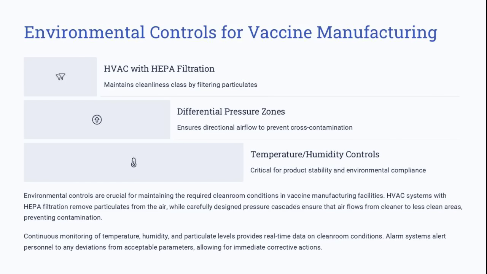Environmental controls are crucial for maintaining the required cleanroom conditions in vaccine manufacturing facilities. HVAC systems with HEPA filtration, differential pressure zones, and temperature and humidity controls ensure product stability and environmental compliance.